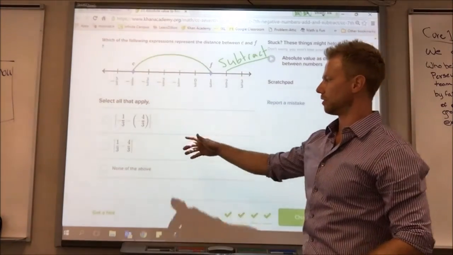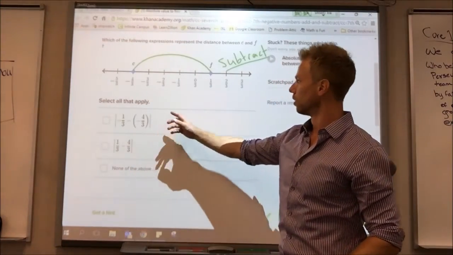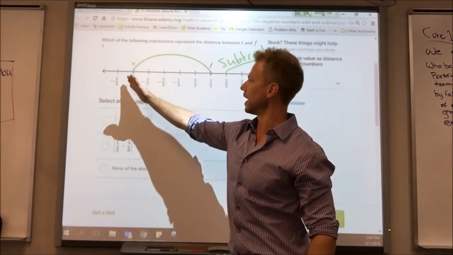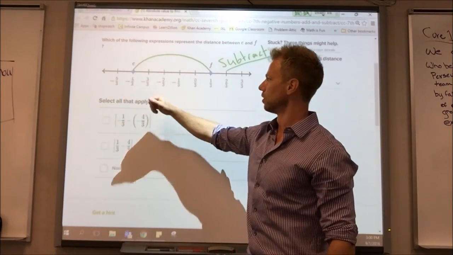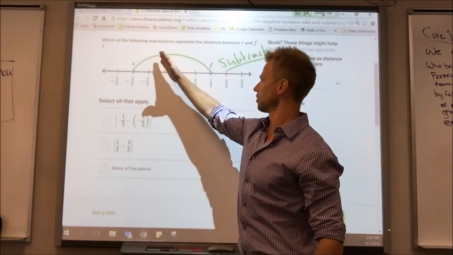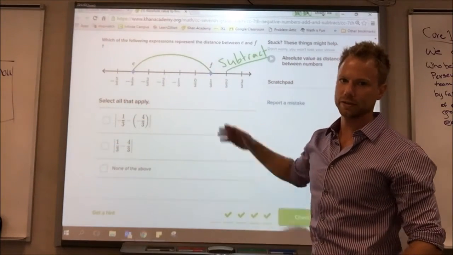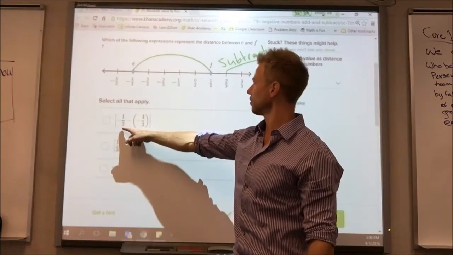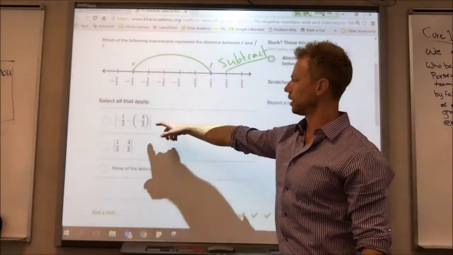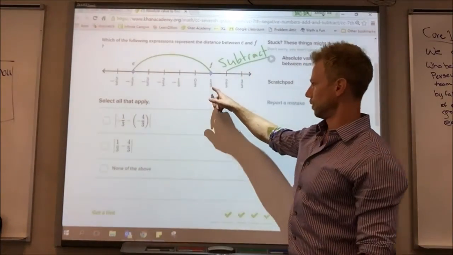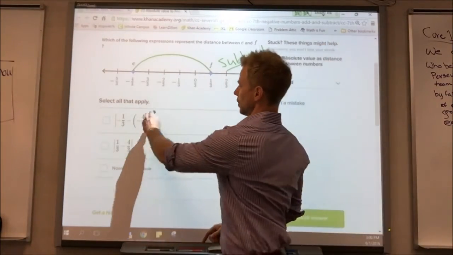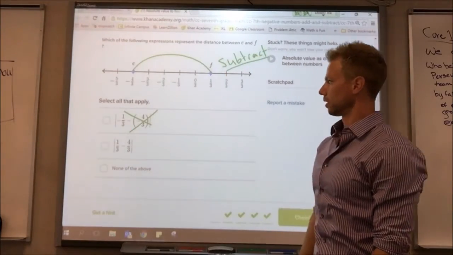And if we use absolute value, which these two show, we could subtract in either order. We could do 1/3 minus -4/3, or we could do -4/3 minus 1/3. Either way will work. So let's check. This has -1/3. Well, I already can see that's not gonna work because this is not a -1/3. It's a +1/3. So that one already doesn't work.